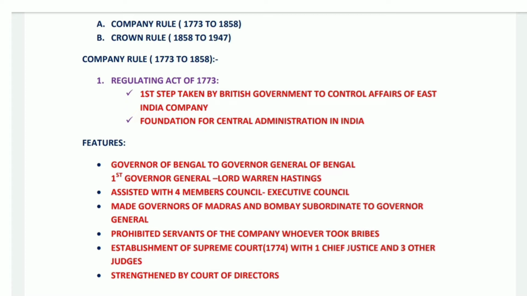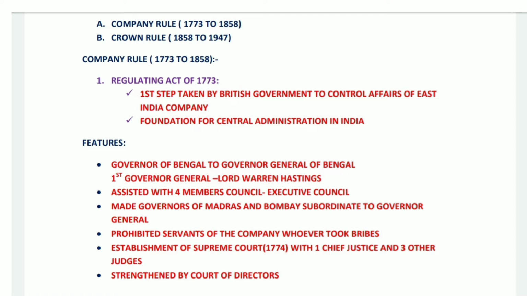And in addition to this, the company also prohibited the servants of the company from taking bribes and engaging in private trade. And it also created a court of directors to report about revenue, civil and military affairs, so that the administration was very simple to handle. And under this act, they established a Supreme Court in 1774 at Calcutta with original and appellate jurisdiction, and this Supreme Court had one Chief Justice and three other judges.